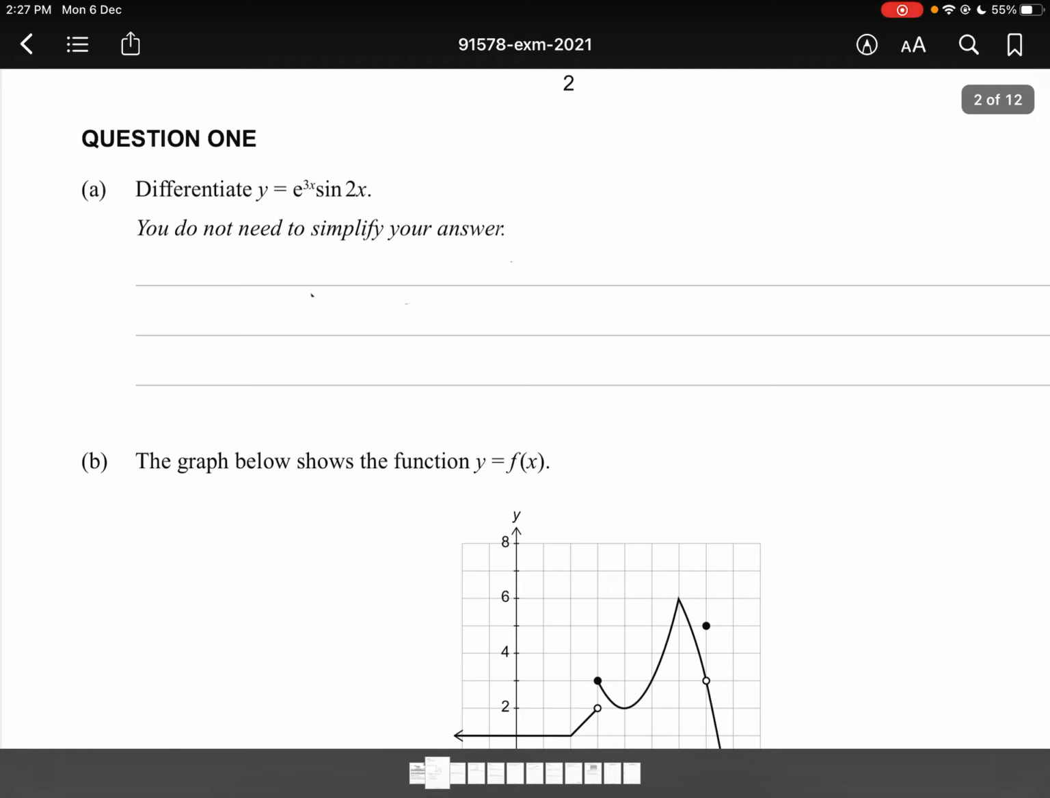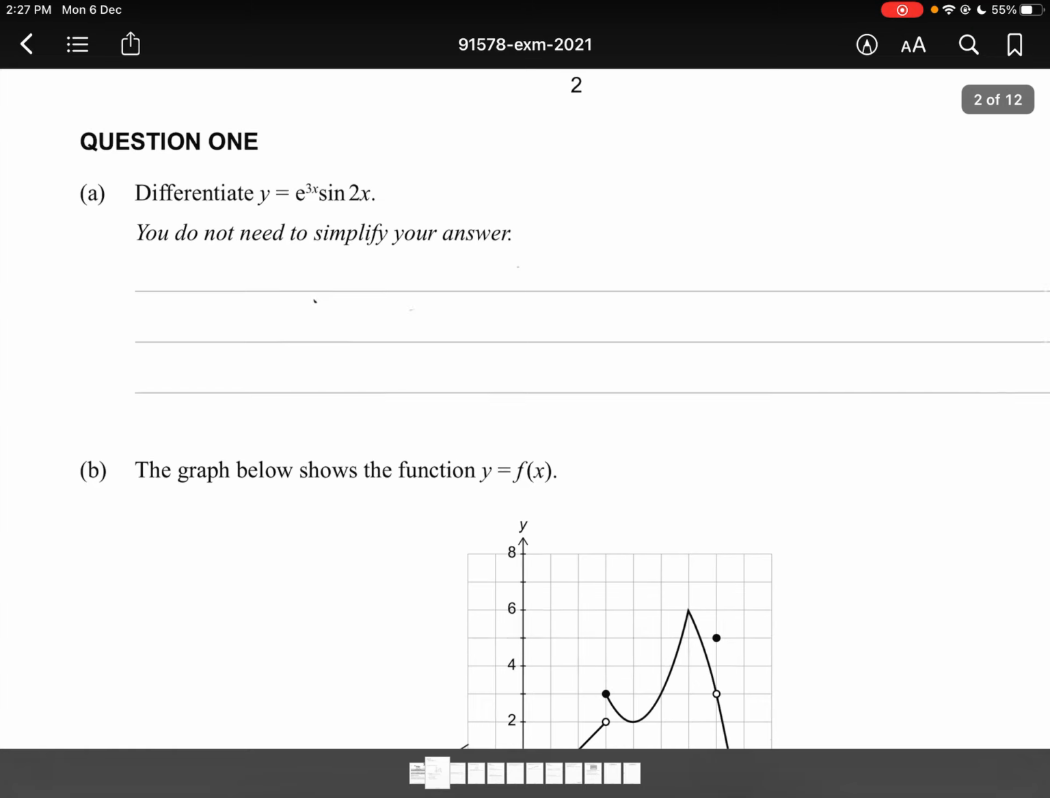For this paper, NZQA has not released the marking schedule, so I do not know the individual grades that each question is worth. There is a possibility that I make some mistakes, so I'm just going to bring that out as a disclaimer. But I will try my best to go through this paper as best as I can.